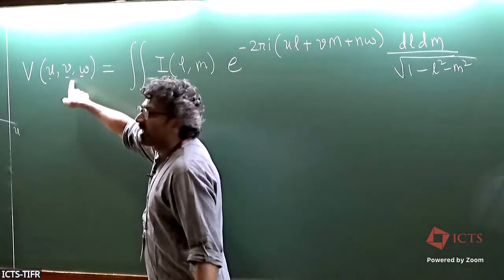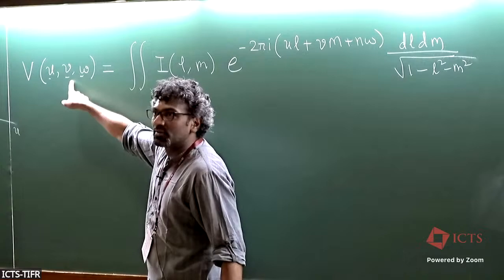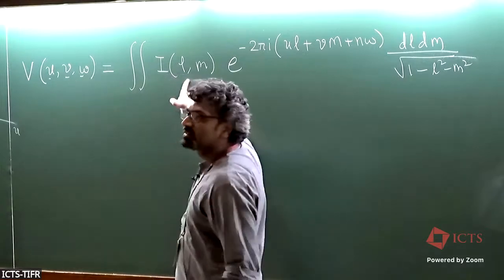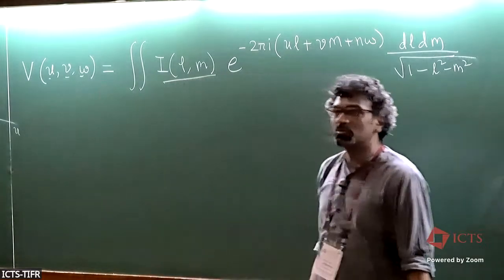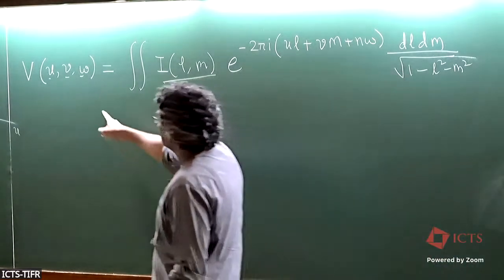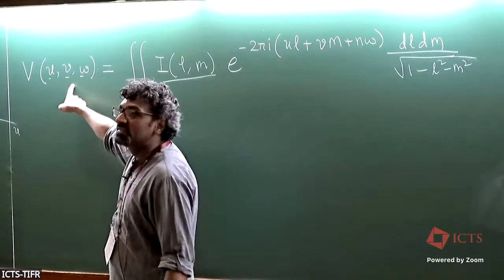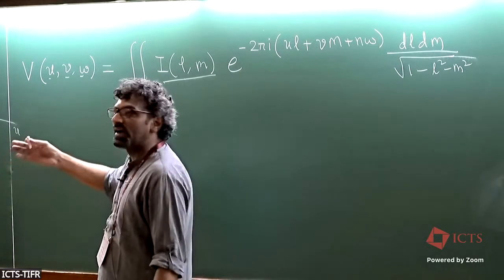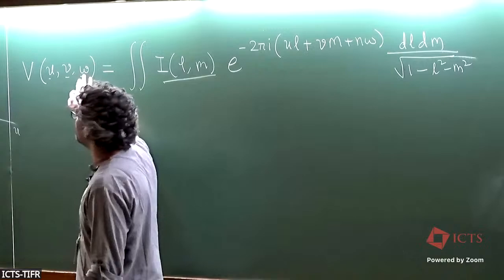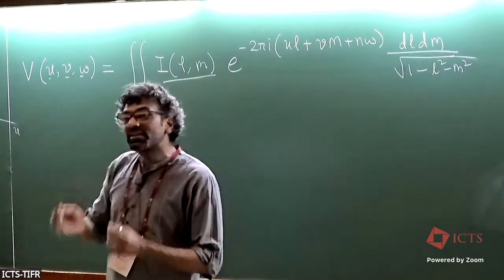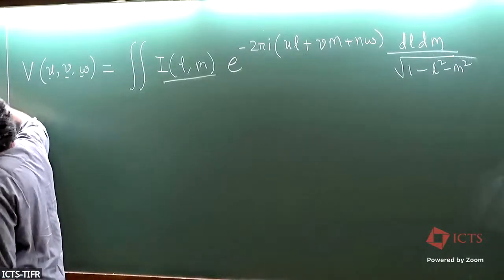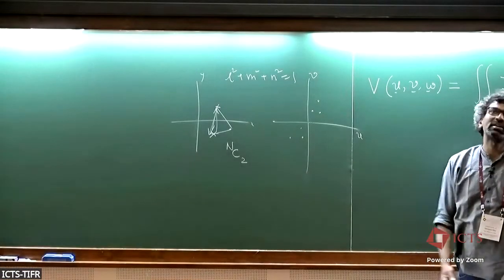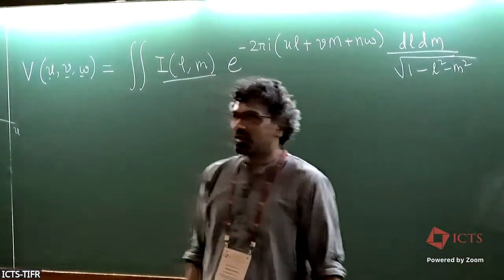This is what my interferometer can give. I am interested in this. I want to know how the sky looks like, the two-dimensional intensity distribution on the sky. What I can measure is this, but I cannot measure this as a function. I don't know the value of this V(u,v,w) for any given point of u,v,w. I only know it for a few discrete points for which I have the separation vector available, right?